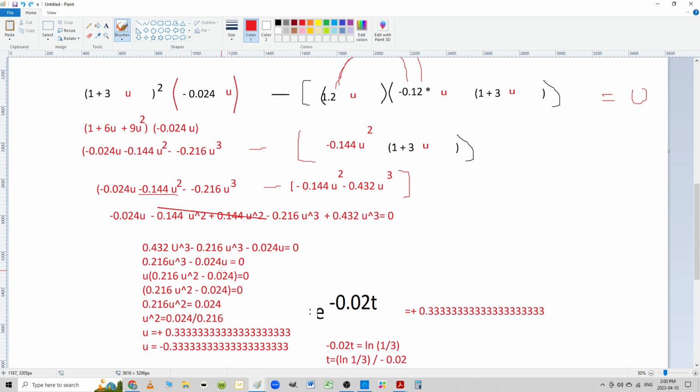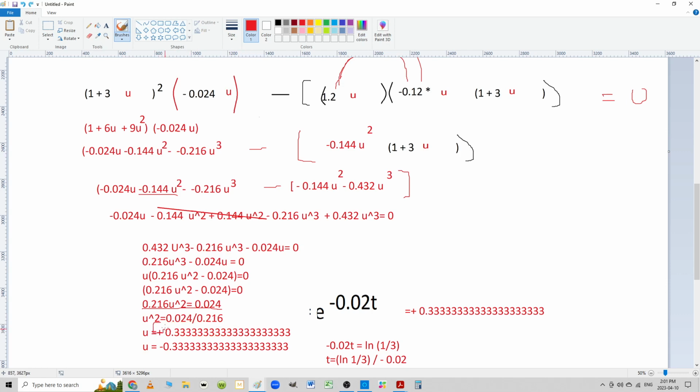And then once I factor a u out here, I can divide both sides by u, right? Because u is going to be equal to 0, or anything in the bracket is going to be equal to 0, just like normal factoring. Which means only the brackets are of my concern. So I make it equal to 0.024. I divide both sides by 0.216. I get u² equal to 0.024 divided by 0.216, which is 0.333, but more accurately, it's 1/3. Oh sorry, it's that, and then the square root of it is 0.33.